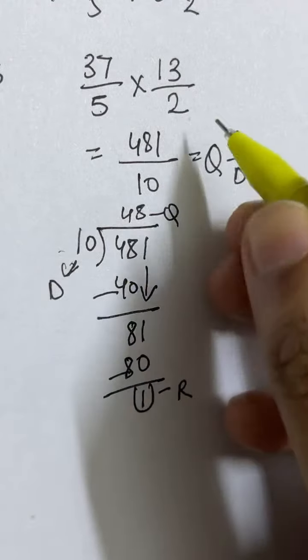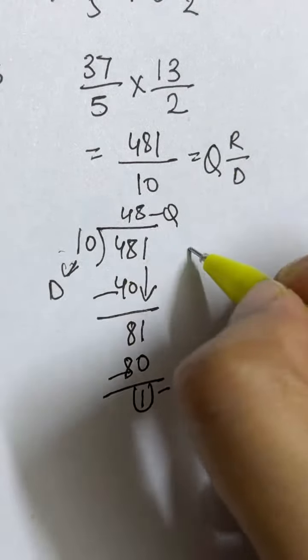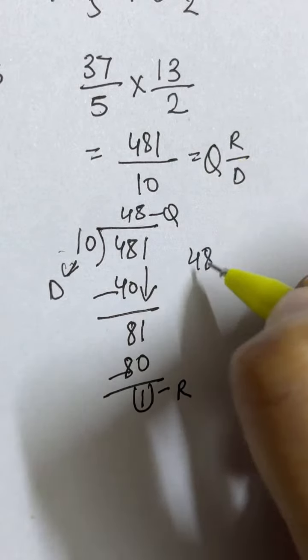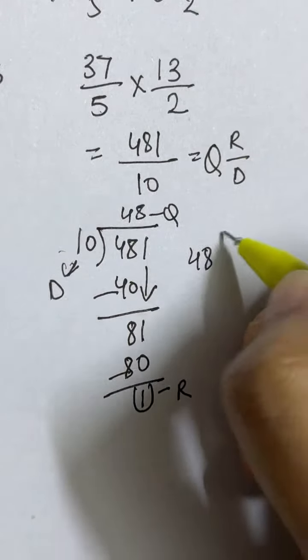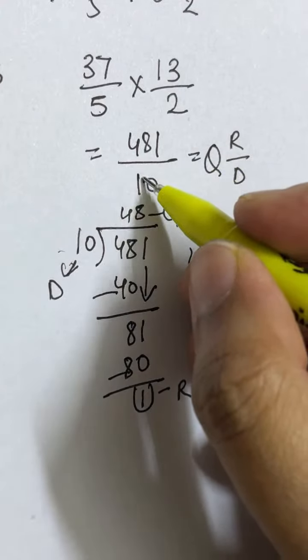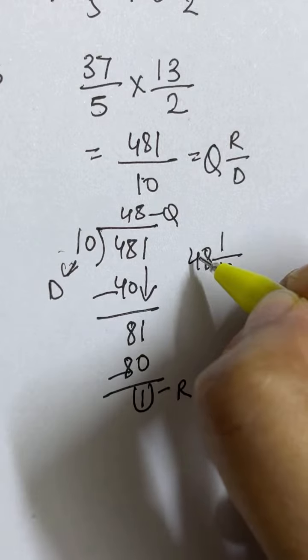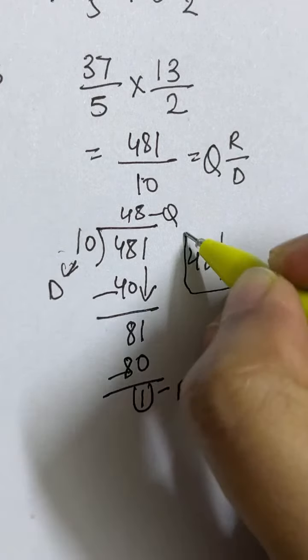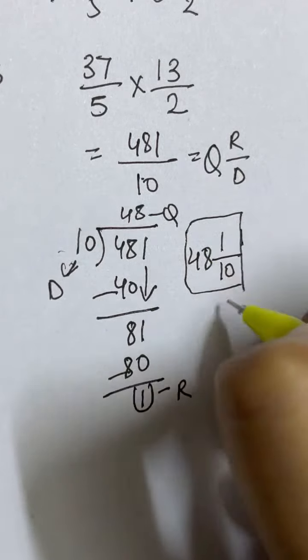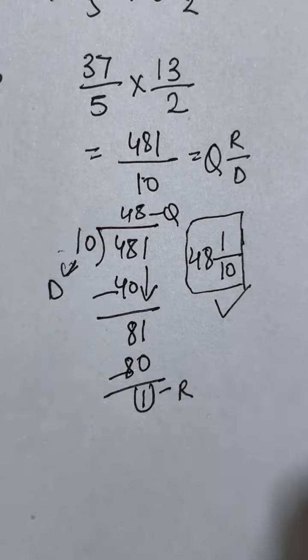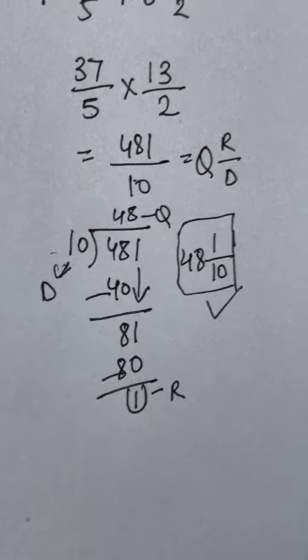That's it. Done. So your quotient is 48, that's the whole number part, and remainder is 1, and divisor, that's 10. The denominator always remains same. So this is a combination of a whole number and a fractional part, a mixed number. So this is one way to convert to a mixed number.